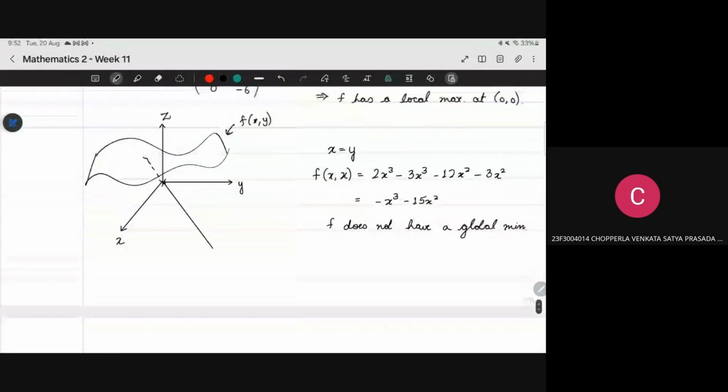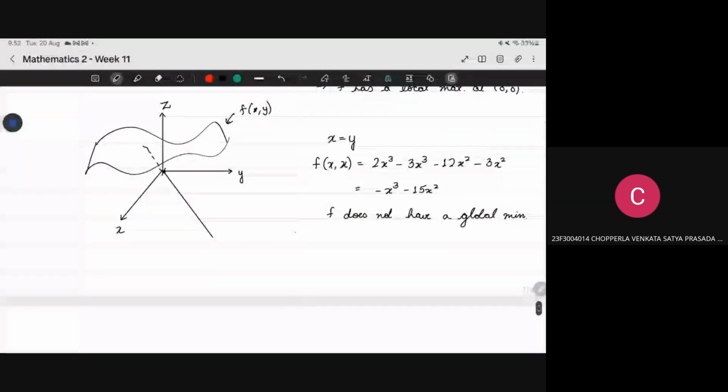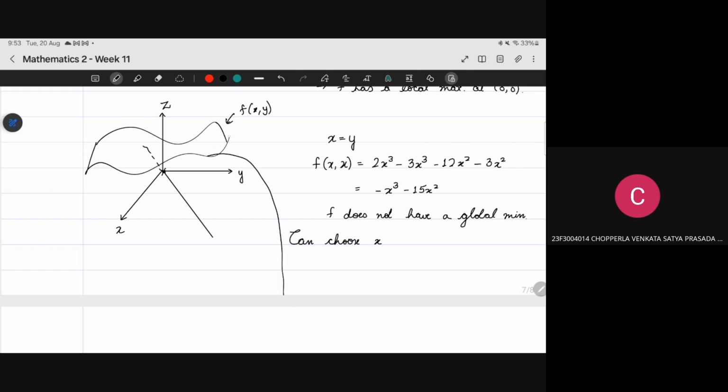Now I can choose x. If x goes to infinity, the z value goes to minus infinity, sir. Yes, that's what I'm saying. So you can always choose a large enough x to make your f of x comma x as small as you want. So this surface will actually go down like this at some point.